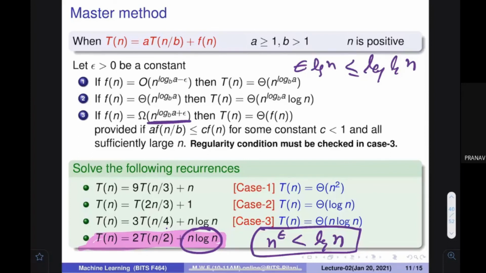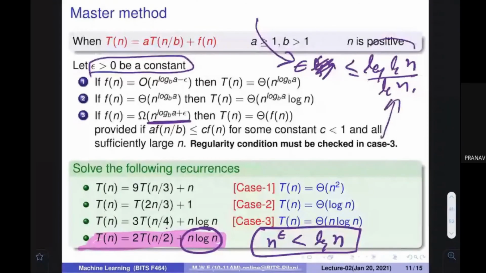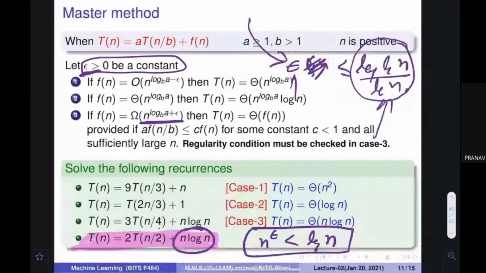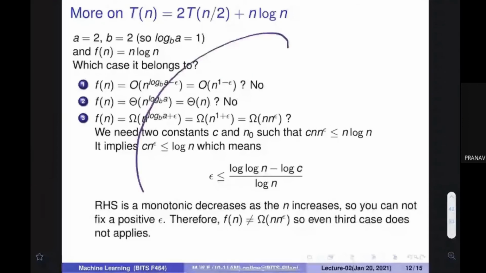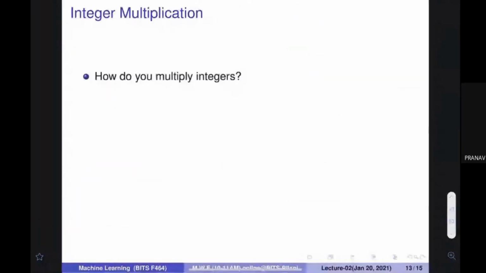So this is divided by log n. So epsilon is less than log n upon log n. Can you fix it? Because I told you that this epsilon is a constant. As n increases, this value actually increases, and epsilon should be less than that. So I cannot fix any epsilon, because as n grows, it would find another value, and whatever value I fix for epsilon would be invalid. So that's why we cannot apply the master method over here. There's a small definition and discussion on this, the same discussion that we have just done.